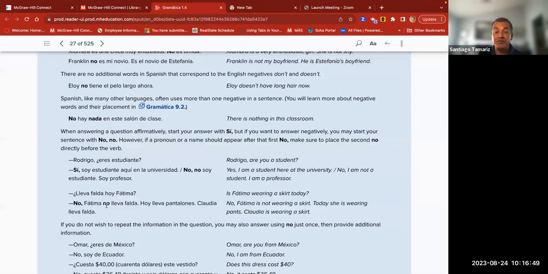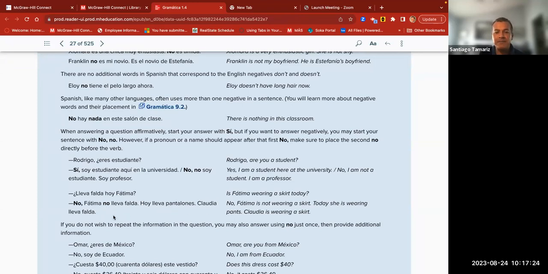Fátima needs to be placed before the second no to make sure that we're talking about the same person and the listener is clear. He or she knows that we're talking about Fátima. You don't have to say Fátima in reality because we know that we're talking about Fátima, but it doesn't hurt to emphasize, to mention the person again. No, Fátima no lleva falda ahora. You can't say, no Fátima lleva falda. No. If you want to mention the person again or the personal pronoun, it has to be before the second no. Bien. Hoy lleva pantalones.